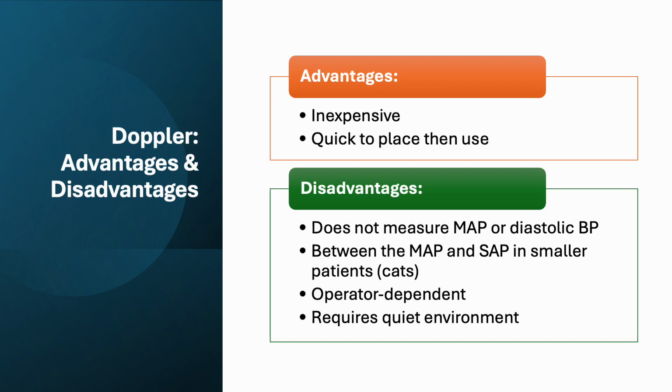It's a fairly inexpensive method for determining blood pressure, and it's fairly quick to place and then use. However, you only get a systolic reading, so you don't get that mean arterial or diastolic blood pressure reading. And in cats or smaller patients, it's actually somewhere between the mean arterial pressure and the systolic arterial pressure. So we don't have a precise reading in those cases. It does require a quiet environment as you are listening for the return of that pulse sound.